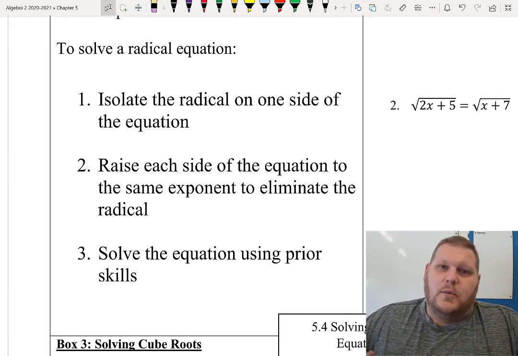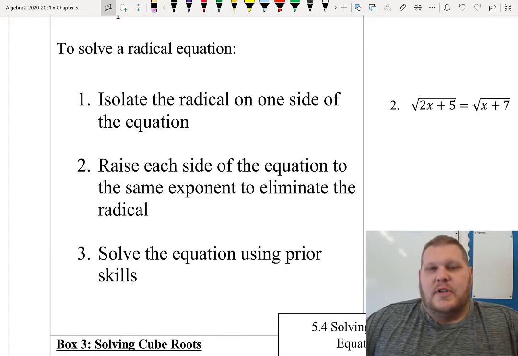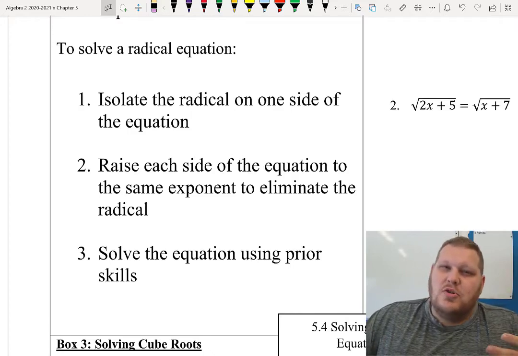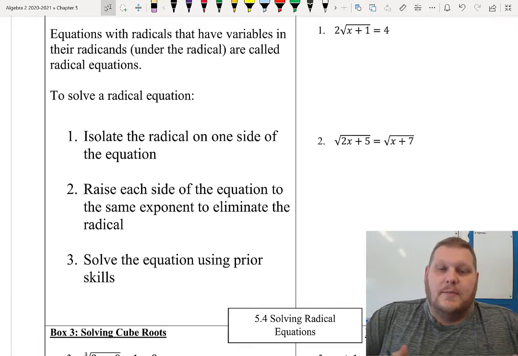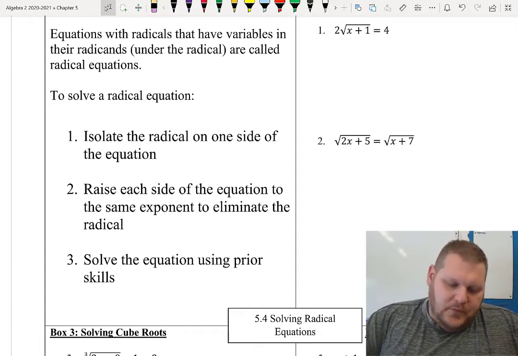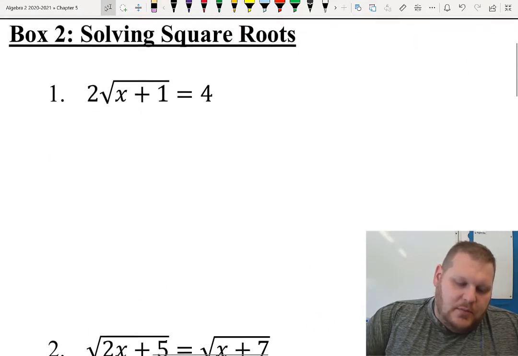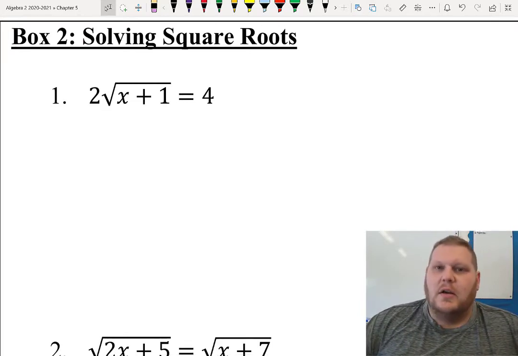Once our radical is gone, once our variable is outside the radical, we can go through and solve using any of those prior skills that we've learned, whether it's solving a linear equation, using those factoring skills to solve our quadratics, or something else. It's usually one of those two. So our first type of problem, we're just solving some square roots, which are probably the most standard. As usual, we're going to work on getting rid of our other gunk.